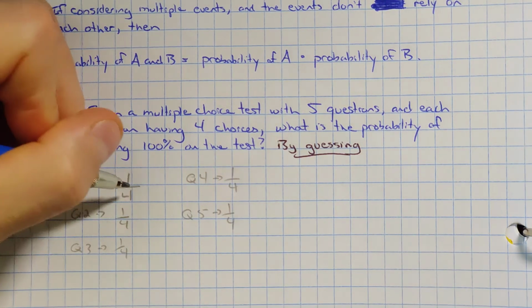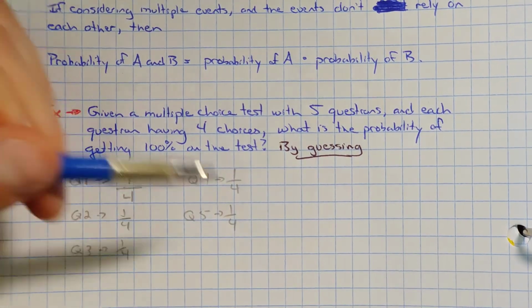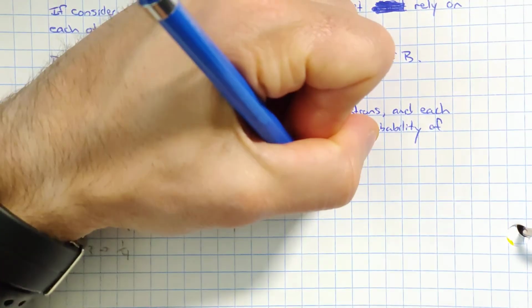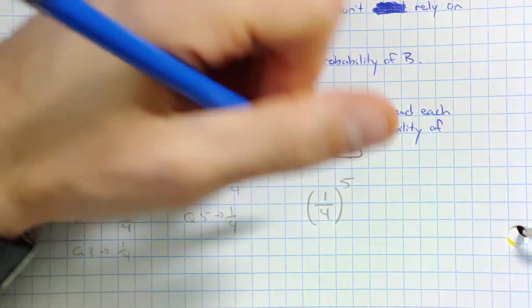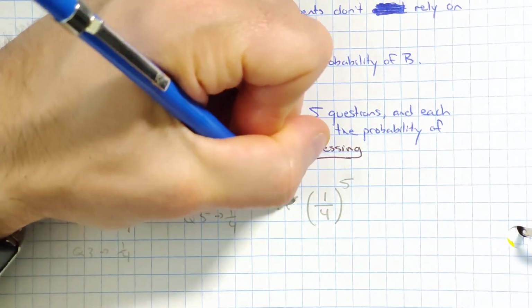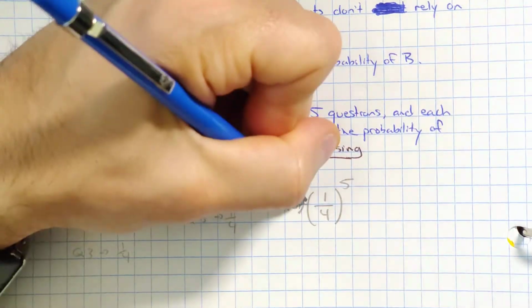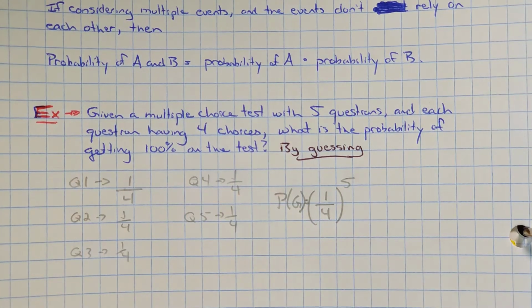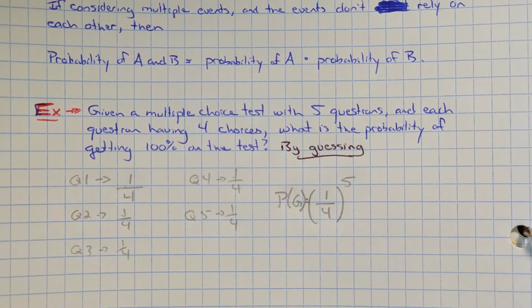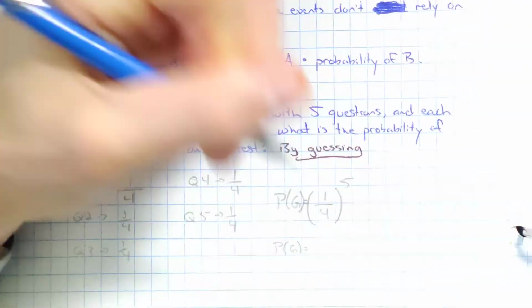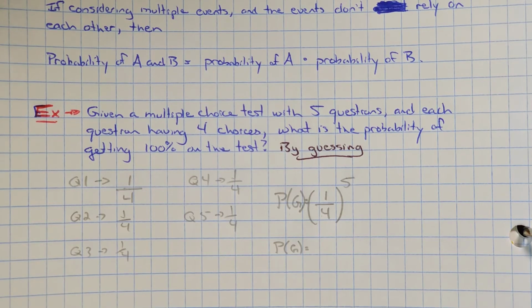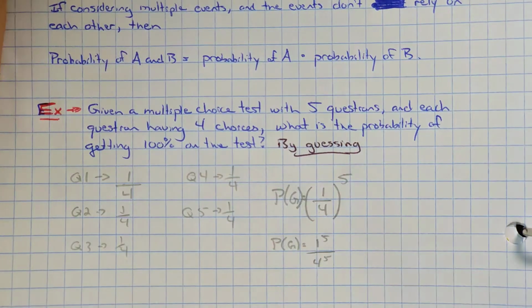So we actually have 1/4 times 1/4 times 1/4 times 1/4 times 1/4, or 1/4 to the power of 5. So the probability of, and we'll use G for guessing, that's how we know it. We just usually put probability of whatever we're guessing. It's 1/4 to the 5. So the probability of guessing and getting 100% is 1 to the 5 over 4 to the 5. Remember, that just spreads between the two.